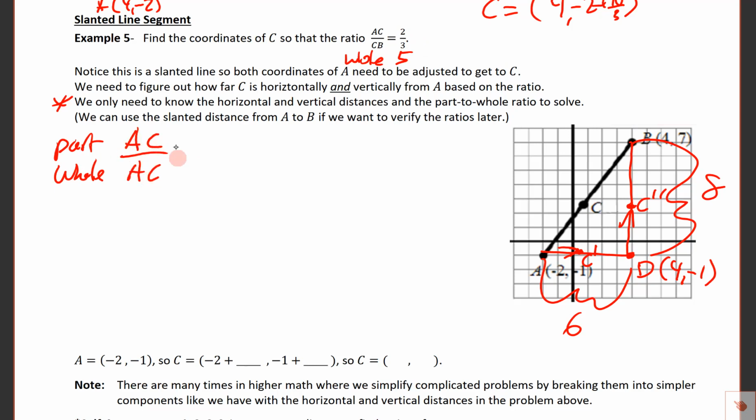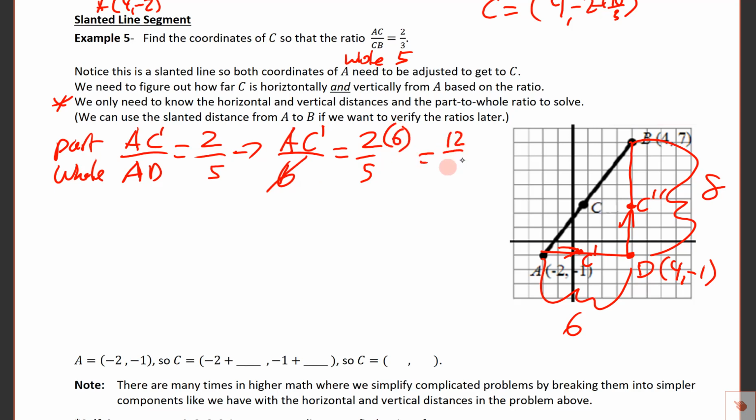So AC to AB, oops, take that back. Let me change this. This should be 2 to 5. I'm doing this horizontally. So that would be AD. Would be this distance right here. I'm breaking this down horizontally. Just doing this one. Should be AC prime. Oh, it should be C prime. Thank you for catching that. Okay, so this means we've got AC prime over AD, but we know AD now, don't we? What's AD? It's 6. And this should be 2/5 times both sides by 6, and I get 12/5.